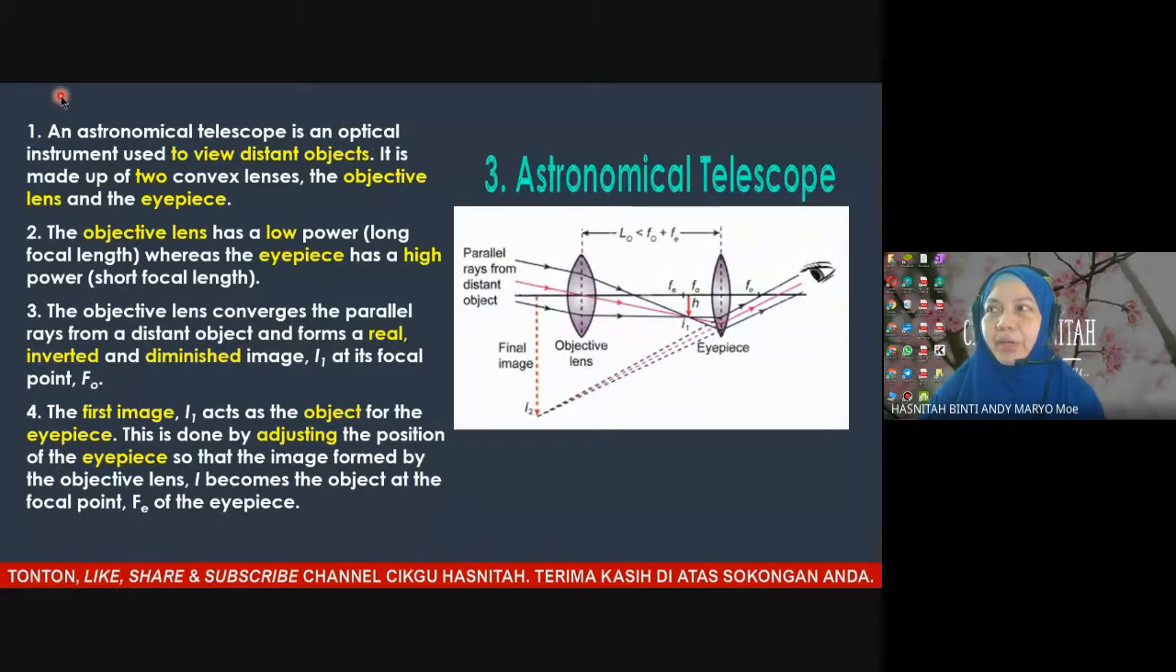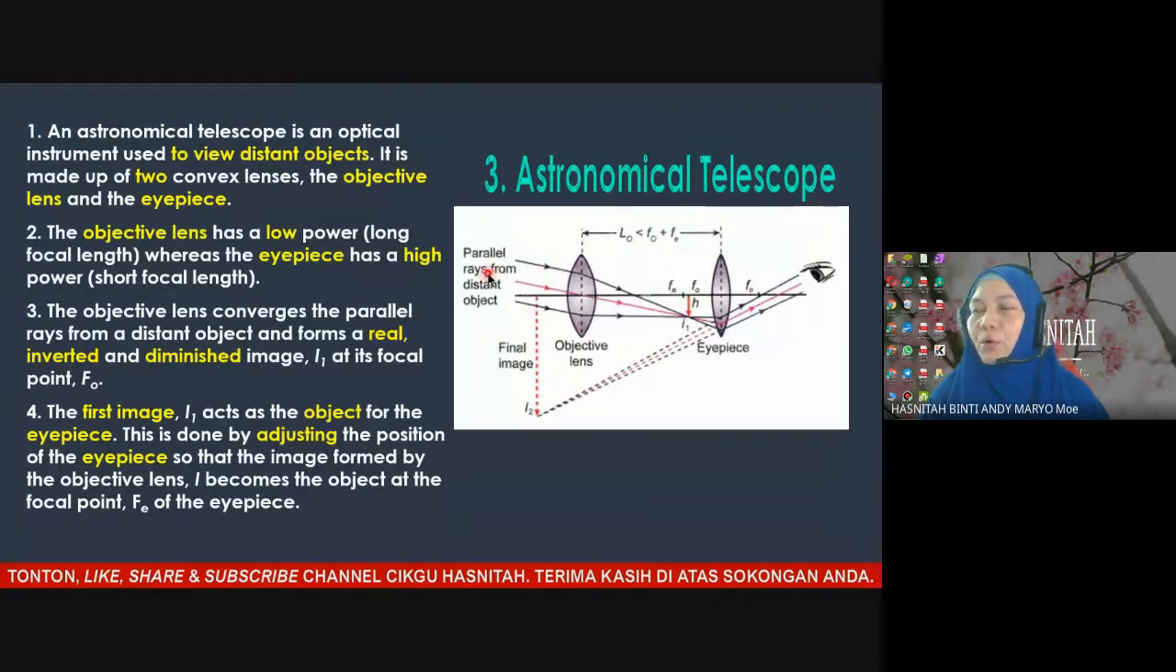Then number 3, we have the astronomical telescope. We use a telescope to observe stars, the moon, planets, and so on, very distant objects. This is the structure of the telescope. It consists of an objective lens and an eyepiece. And this is the distance between the objective lens and the eyepiece, students. LO is less than FO plus FE.